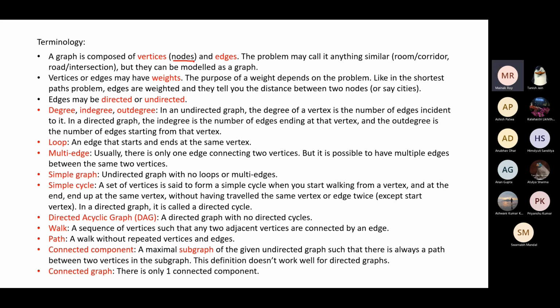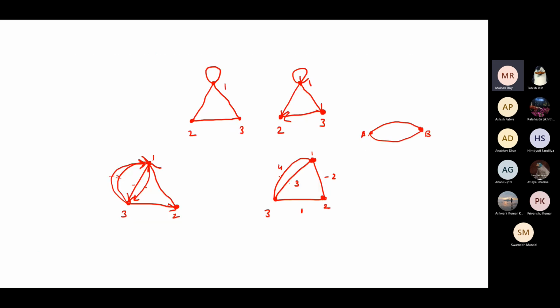Now we have a simple cycle. A set of vertices is said to form a simple cycle when you start walking from a vertex and at the end you end up at the same vertex, but you have not traveled the same vertex or edge twice, except the start vertex. So, for example, in this graph, this thing is a cycle from 1 to 3.